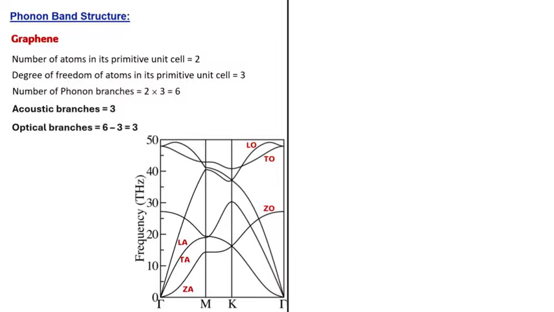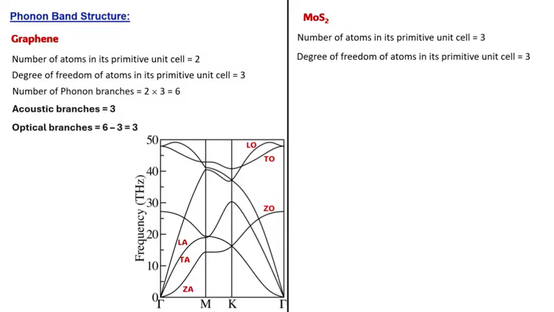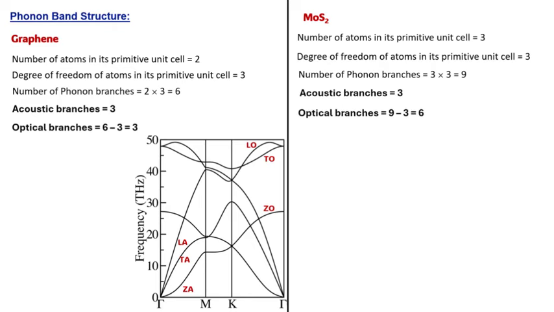If we consider another two-dimensional material, for example, molybdenum disulfide or MoS2, the number of atoms in its unit cell would be 3. The degree of freedom of atoms in its primitive unit cell is 3. So the number of phonon branches will be 3 cross 3, that is 9. Number of acoustic branches will be 3. Number of optical branches will be 9 minus 3, that is 6.